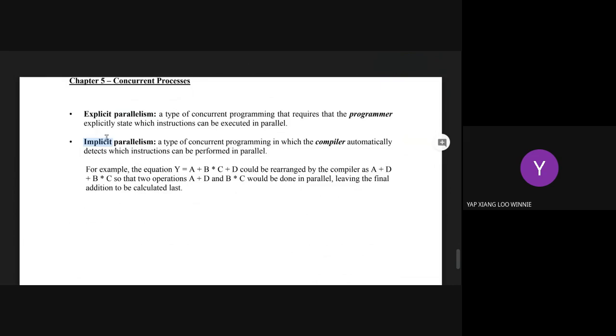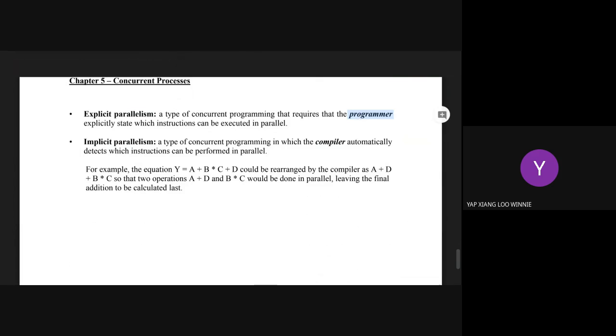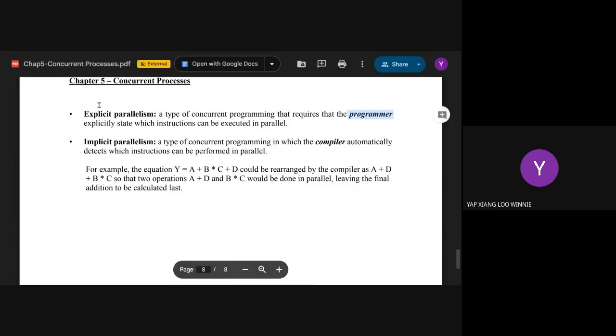But if we as programmers tell the system what to execute in parallel and which to calculate first, let's say I say you have to calculate A plus B first, followed by C plus D, and then you multiply the first A plus B with C plus D. When you tell the system the instructions to execute in parallel, that's what we call explicit parallelism.